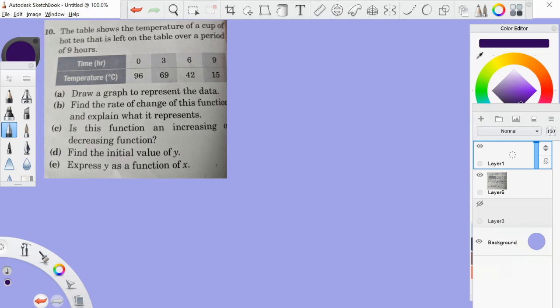All right, this problem says the table shows the temperature of a cup of hot tea that is left on the table over a period of 9 hours. So what does this table say? Well, every entry in this table gives us a time and a related temperature.